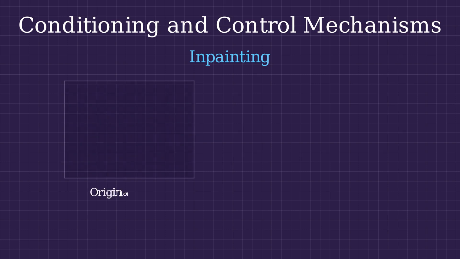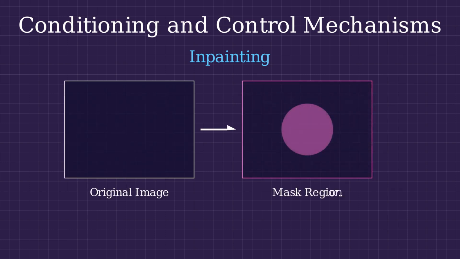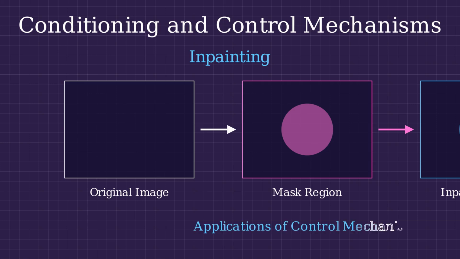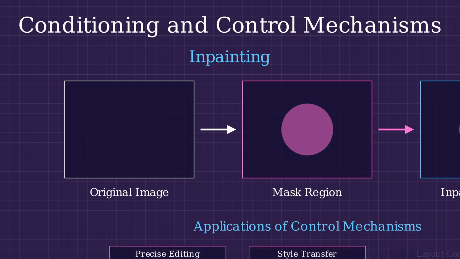In-painting is another powerful control mechanism that allows for targeted modification of specific regions in an image. Users can define a mask area where new content will be generated. These control mechanisms enable precise editing of images, targeted style transfer, and exact layout control. They give users unprecedented control over the AI generation process.